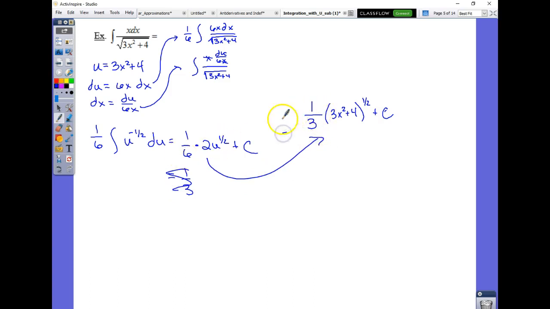2 times 1/6 is 1/3. U is 3x squared plus 4, still to the 1/2. There's your plus c. Whoo! U-substitution, what do we think? All right. Then let's have some fun.